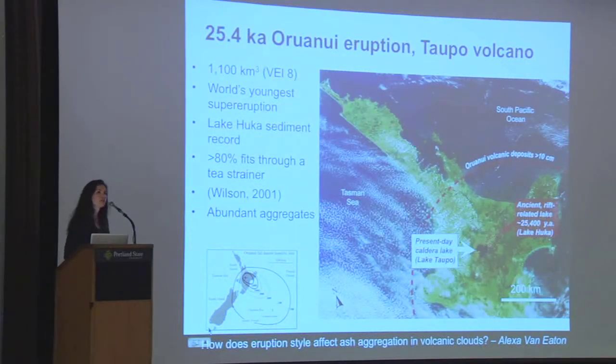How we know that is a couple of ways. One thing that Colin Wilson likes to say about this eruption is that despite its size as a super eruption, more than 80% of it could fit through the mesh of a tea strainer. It's so fine-grained. So it's freakishly fine, presumably partly through interaction with that lake water. It's full of ash aggregates. And we also recently found that it's also full of diatoms, primary diatoms from the lake sediments themselves.